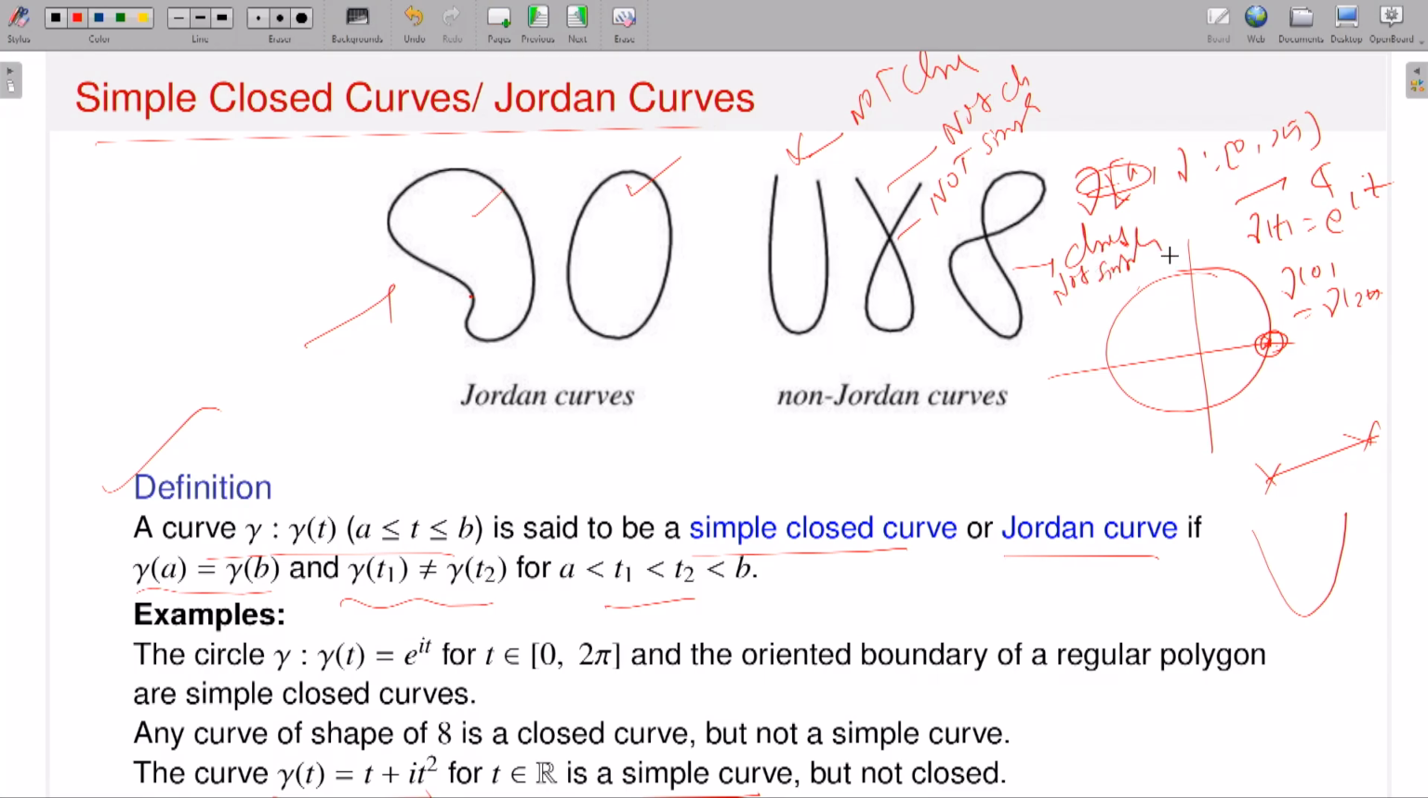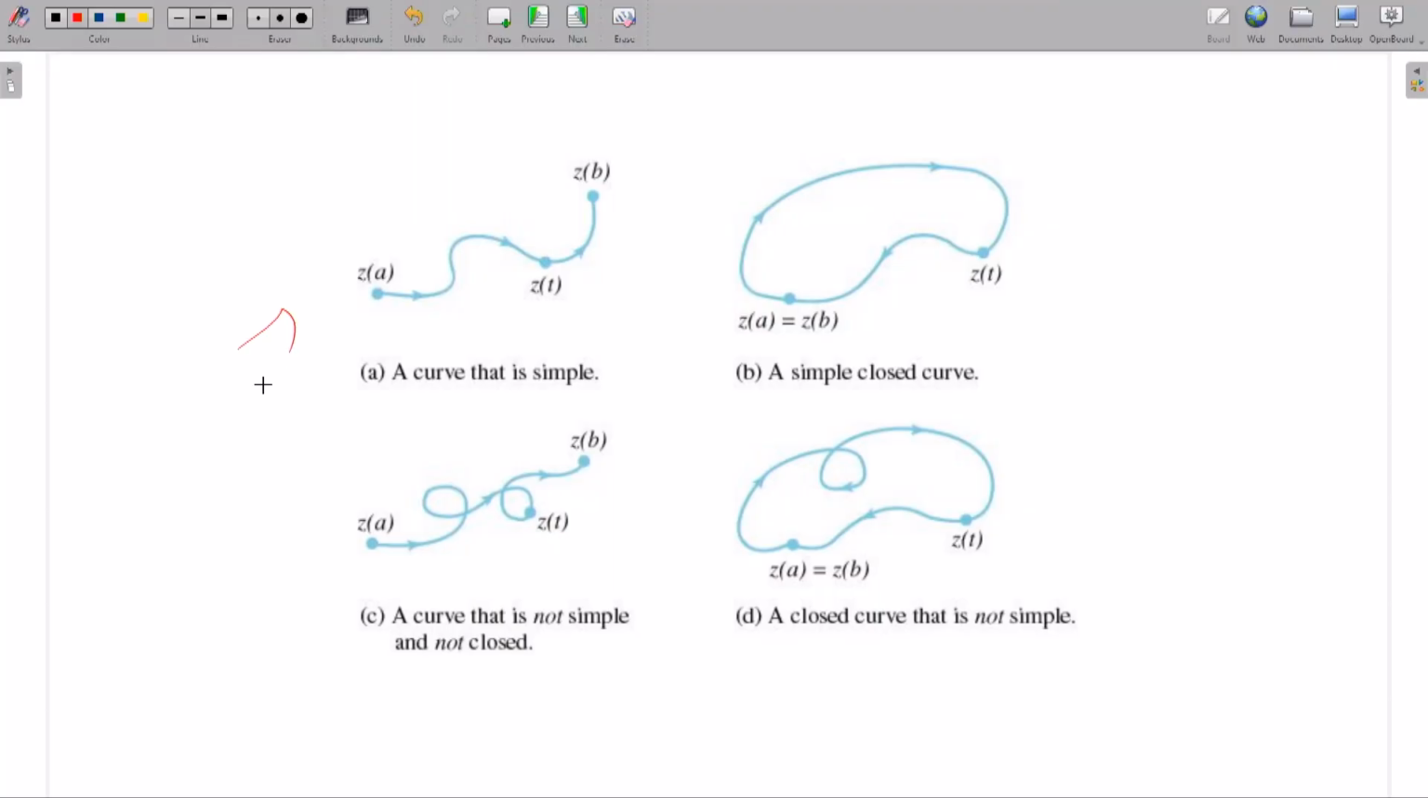So a Jordan curve or simple closed curve means the curve should be simple as well as closed. A couple of examples I have given. For example, this is a simple curve because I am starting with a point ZA and moving and ending at the point ZB. It is injective because there is no crossing, but it is not closed because ZA is different from ZB. So it is a simple curve, but not closed.